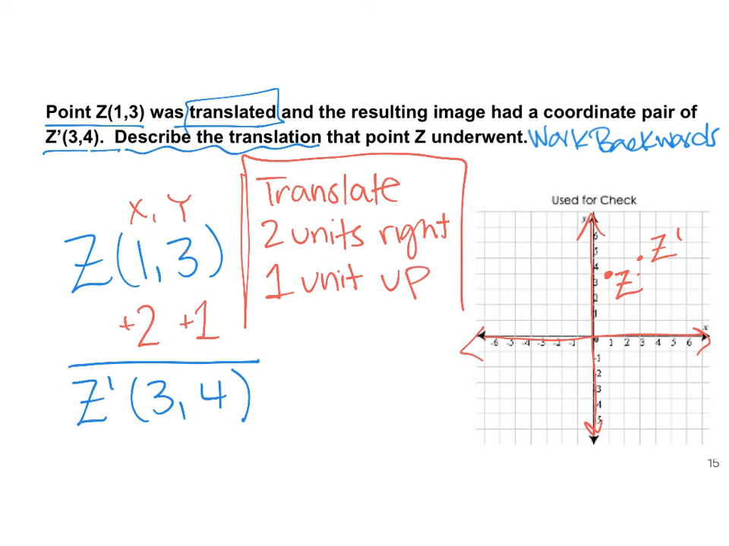So this is the answer, the words. You can't just leave it as +2, +1, right? You can't say +2 to X, +1 for Y. It's a translation, so translate, how many units, which direction. Now you're going to try one of these on your own, where I give you the beginning and the end, and you've got to figure out what the translation was.